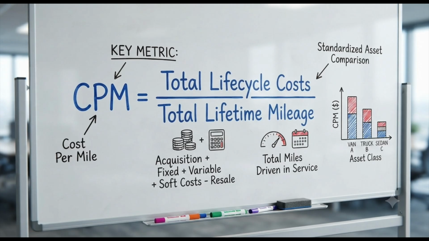Now, raw total cost numbers are great for accounting, but they don't help you compare a heavy-duty service van running regional routes to a light-duty supervisor pickup. To compare assets apples to apples, you have to normalize your data using one of two metrics: cost per mile or cost per month. Cost per mile, or CPM, is equal to the total life cycle cost divided by the total lifetime mileage. This is your go-to metric for high mileage delivery, field service, and transport fleets where fuel and tire wear dominate the expense sheet.